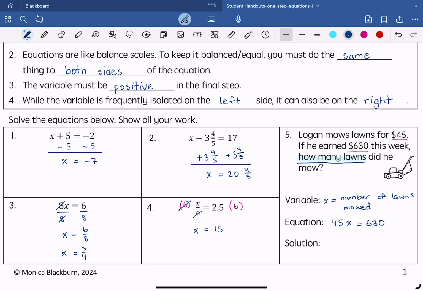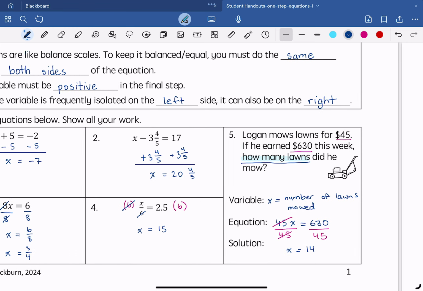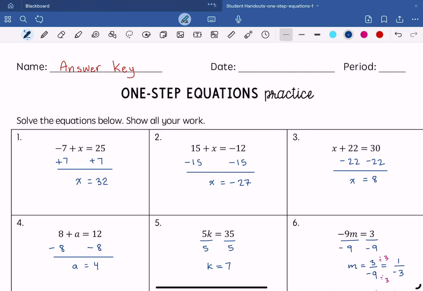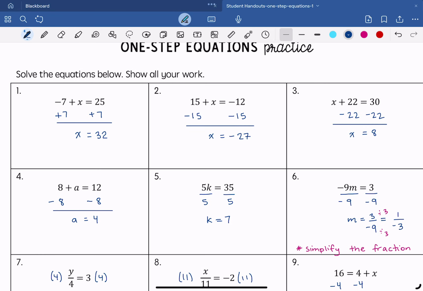Now we're going to solve this by isolating the x. Because 45 and x have multiplication between them, we're going to divide both sides by 45. Therefore, x is equal to 14. The number of lawns that he mowed was 14 to get $630. And then there are practice questions you can complete for one-step equations.